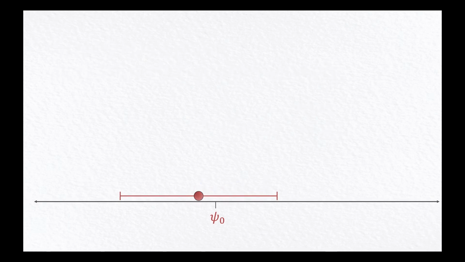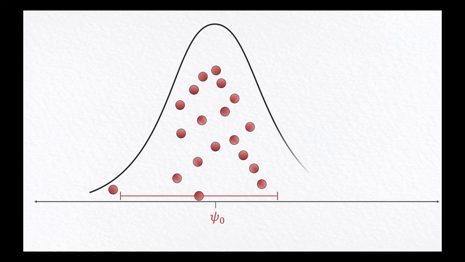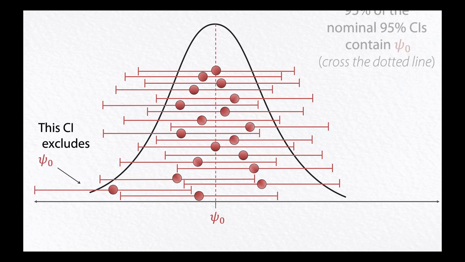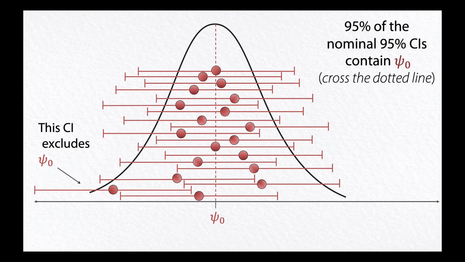In the example shown here, the confidence interval includes the true value of the parameter, psi0. When we repeat this experiment many times, we obtain many point estimates. The normal curve centered at psi0 shows their distribution. We can also see their associated 95% confidence intervals. Confidence interval coverage is the proportion of confidence intervals that contain the truth. We expect that 95% of the time, the true value will lie within the bounds of the confidence intervals we constructed. 95% of the confidence intervals will cross the dotted red line.